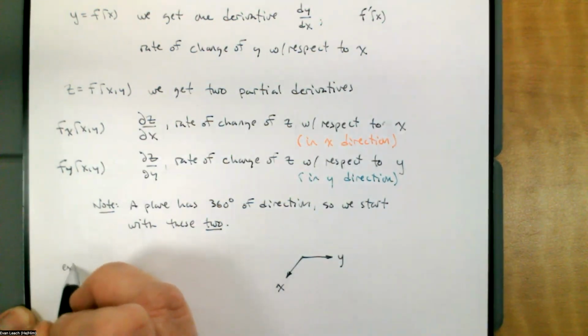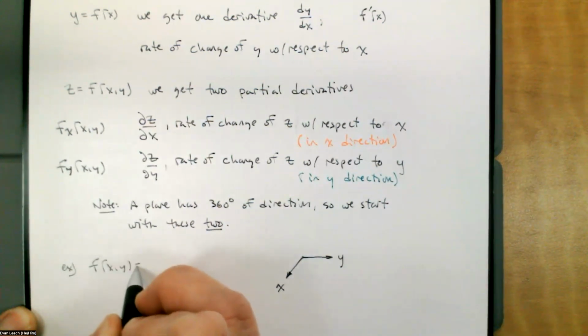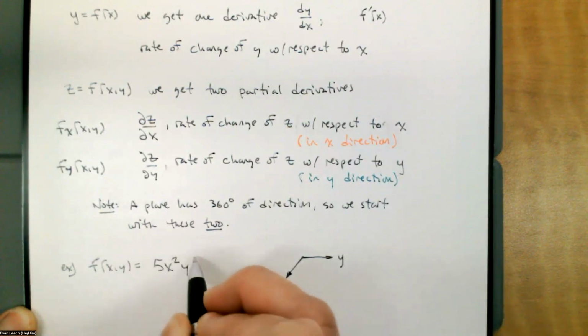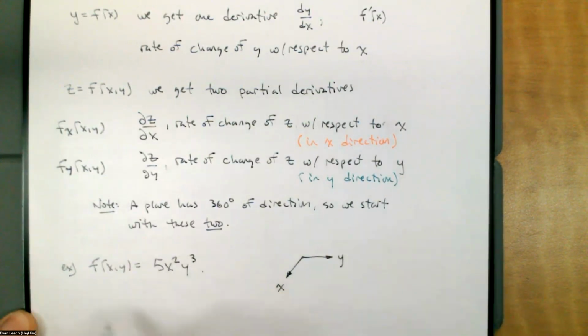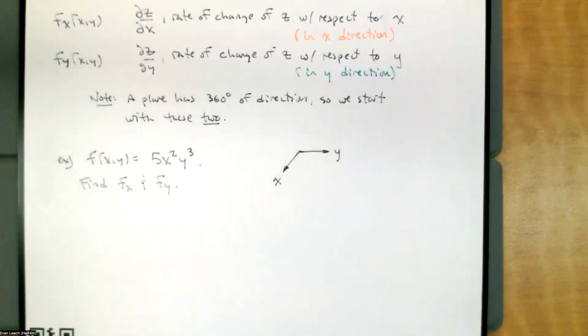So I'm going to build a function, a nice simple function. Let's say it's 5x squared y to the third. And I want you to find fx and fy, the two first partial derivatives. Take a moment and think about how you find the derivative of f with respect to x.